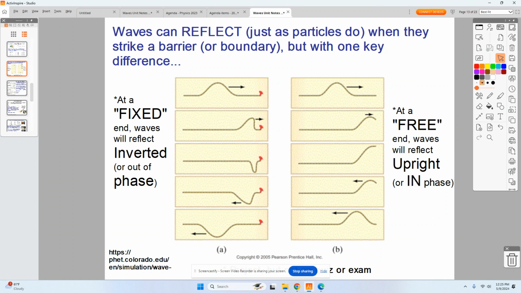I want to give you a couple of examples. Musical instruments. If you play a guitar, some sort of piano, stringed instrument, oftentimes the stringed instruments have a fixed endpoint, and so a wave will go down and reflect inverted.